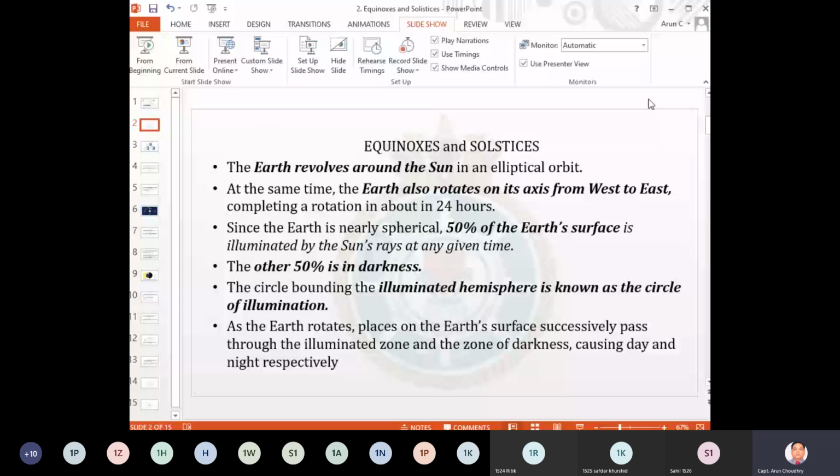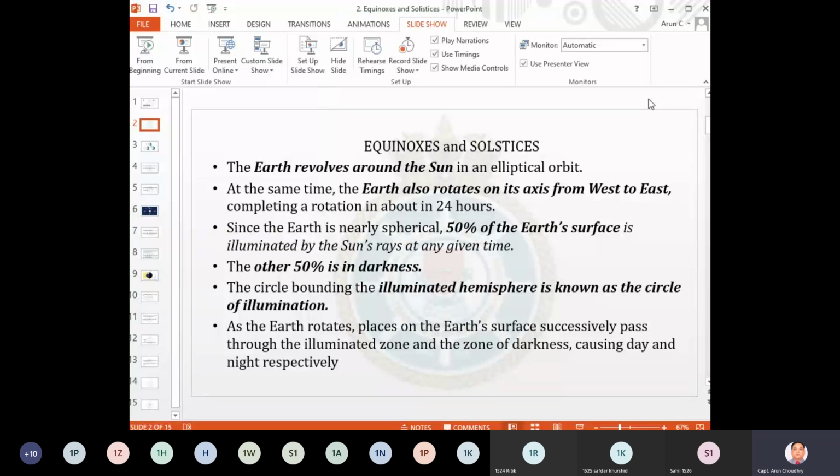The Earth revolves around the Sun in an elliptical orbit. At the same time, Earth is also rotating on its own axis from west to east, completing a rotation in about 24 hours. Now, just try to visualize when we say it's going from west to east, and that is the reason we have the sunrise on the eastern side.